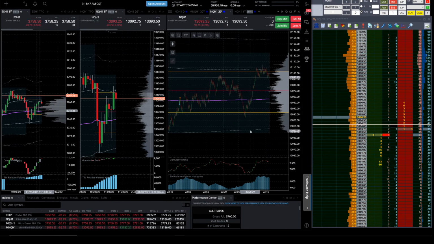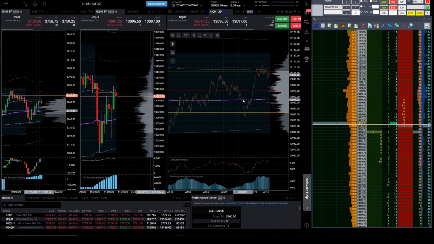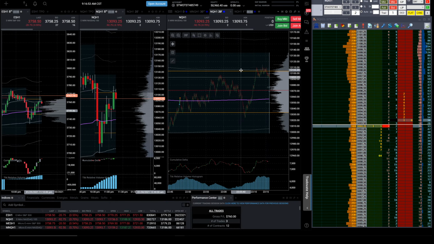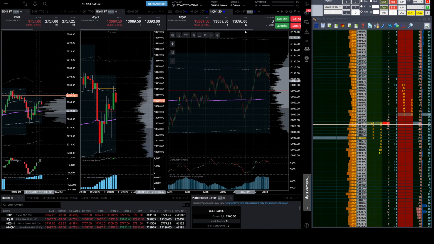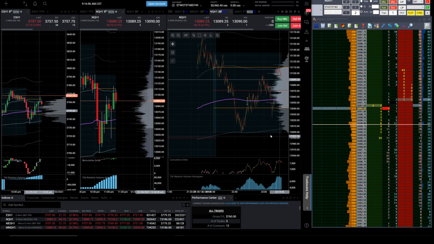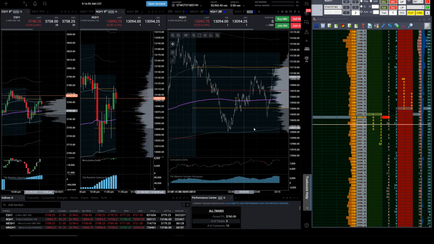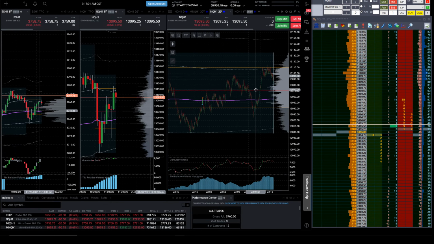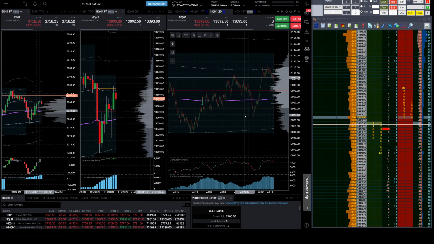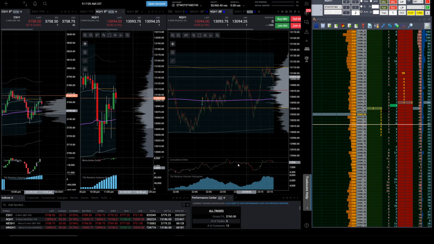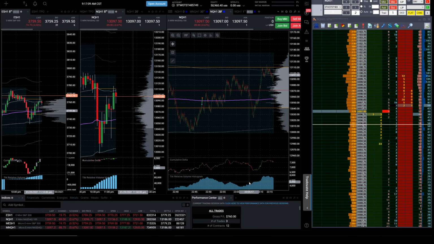You'll see these lines that you see here are standard deviations away from VWAP. This is the first standard deviation up, second, and there's a third at the top. Same way down here. That's it. VWAP, BOC, value area high and low, volume profile. I do have the cumulative delta and the relative volume, but that's it.